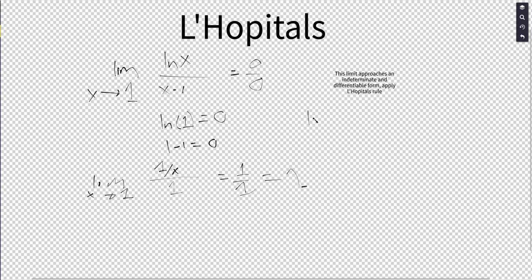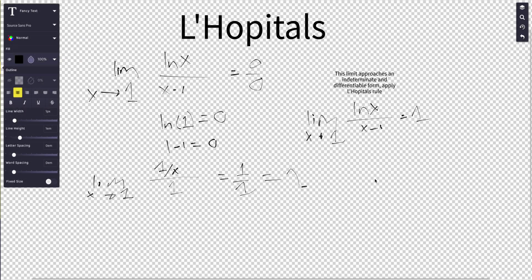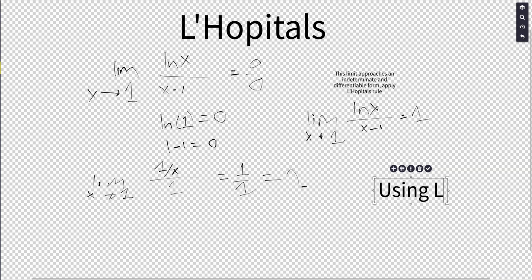So we rewrite the limit as x approaches 1 of ln x over x minus 1 approaches a value of 1. And then we would say, using L'Hopital's rule, we find the limit for this expression is 1.